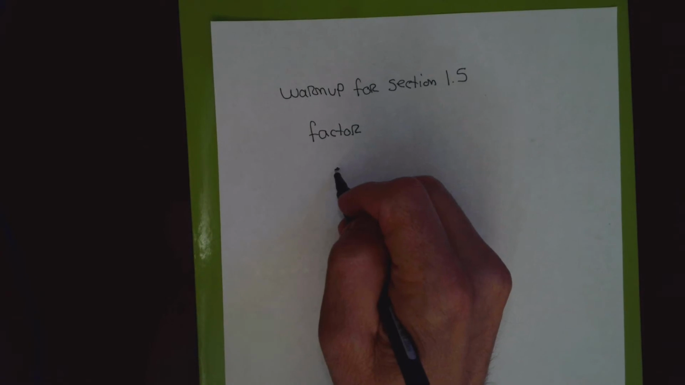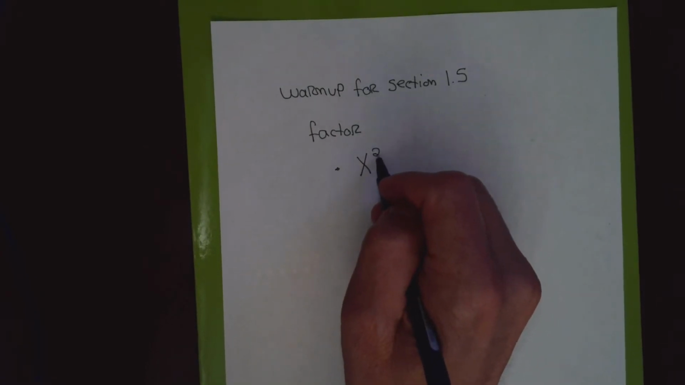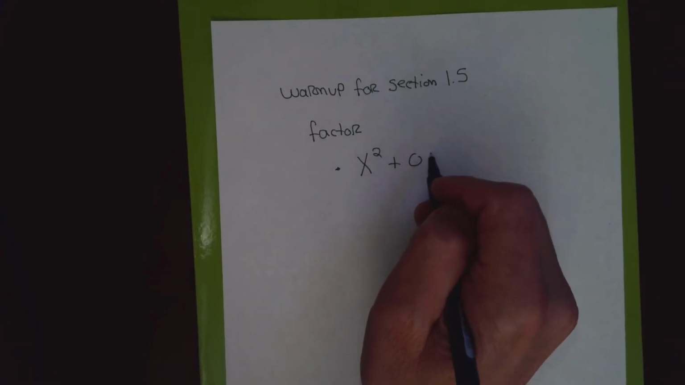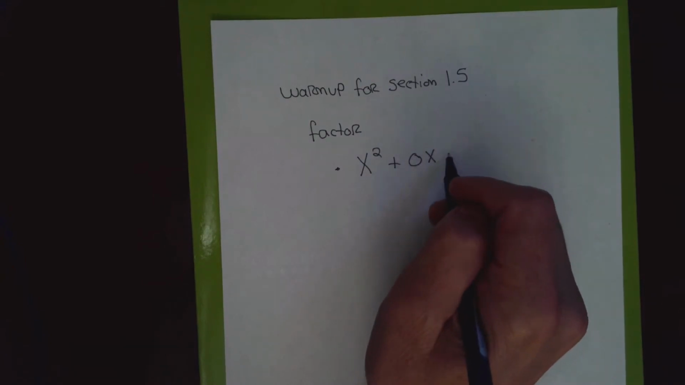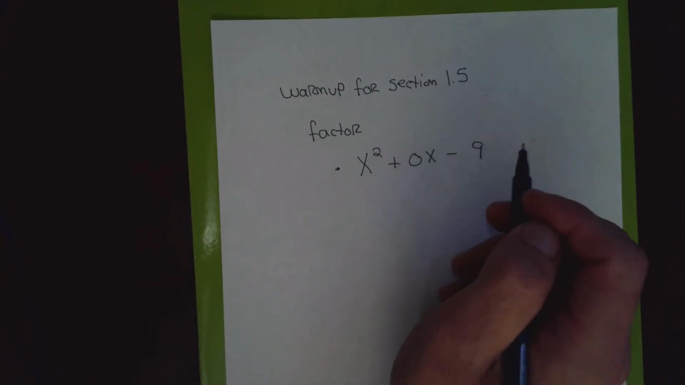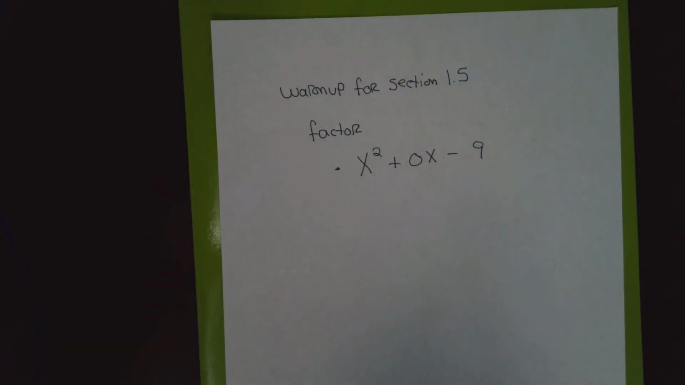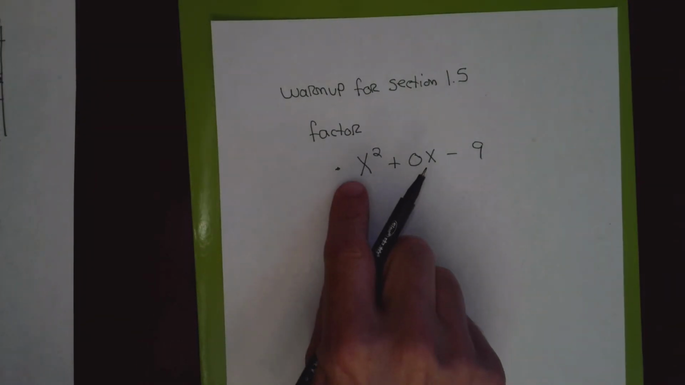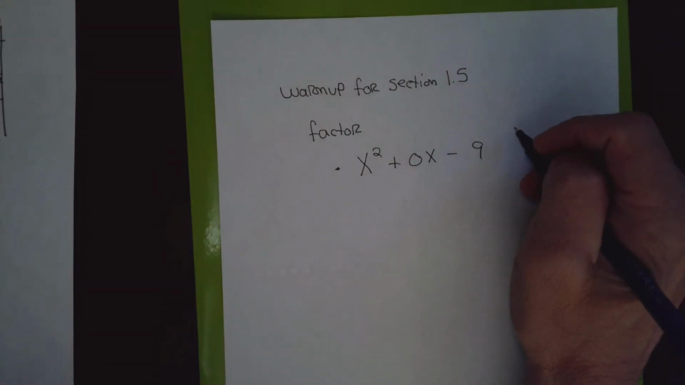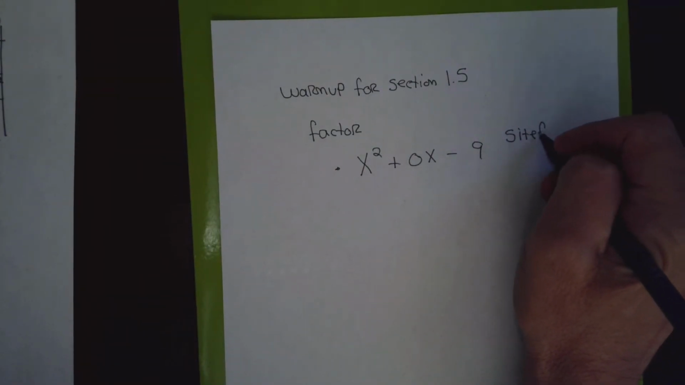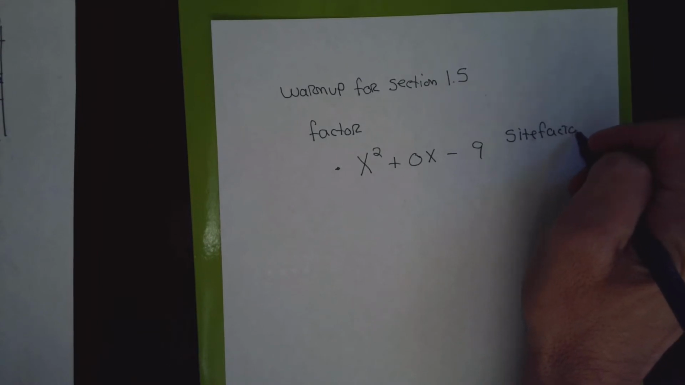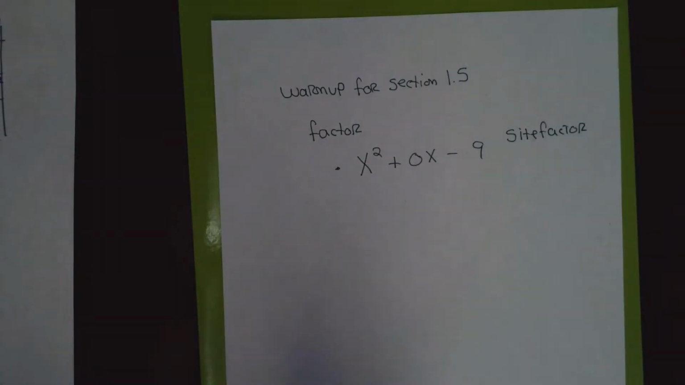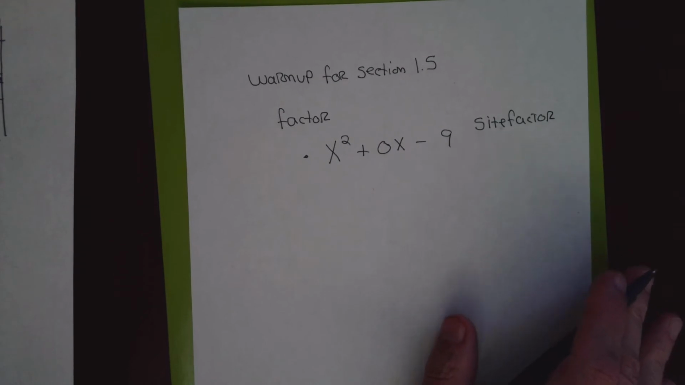Let's factor x squared plus 0x minus 9. This is a trinomial, meaning it has three terms. It has not a number in front of the x squared term. For this, I'm going to sight factor. I'm not going to take the time to factor by grouping.